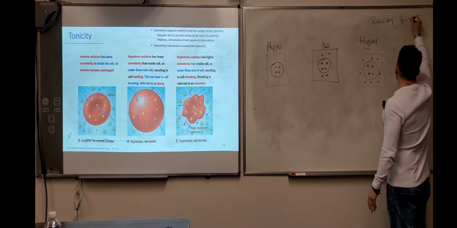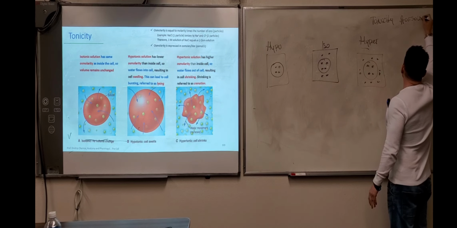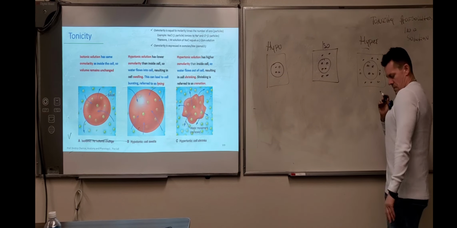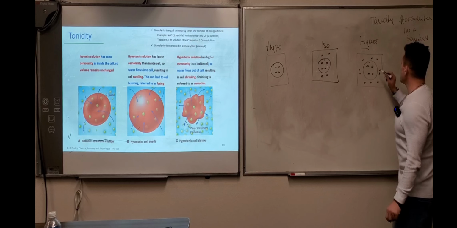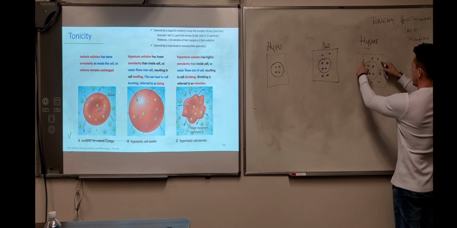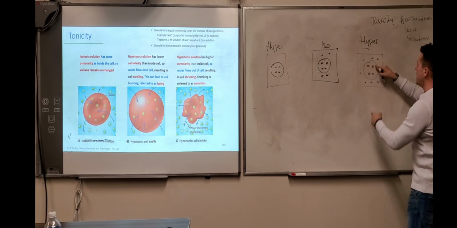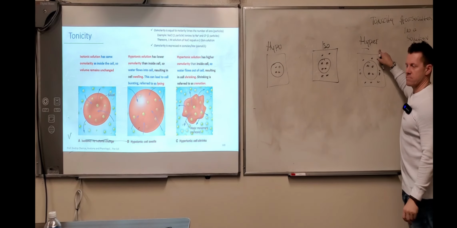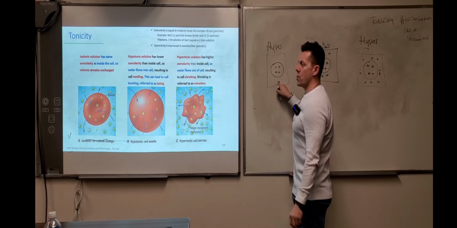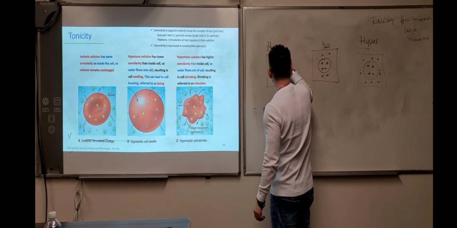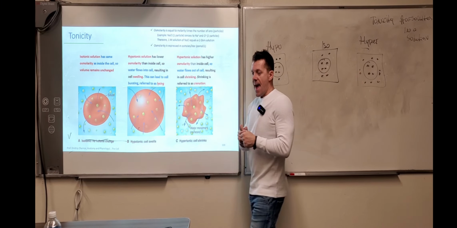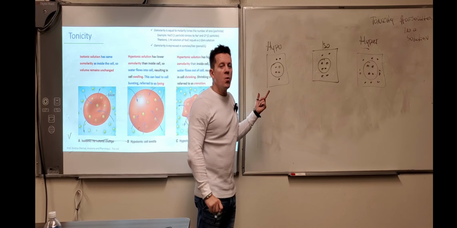Because tonicity is the concentration, the number of solutes in a solution. Concentration of solutes in the solution. You see here, the concentration of solutes in the solution, which is outside of the cell, is greater than what's inside. It's a hypertonic state. In this case, it's hypotonic. Concentration of solutes in the solution is less than what's inside of the cell. And that relates to how the water will be moving.